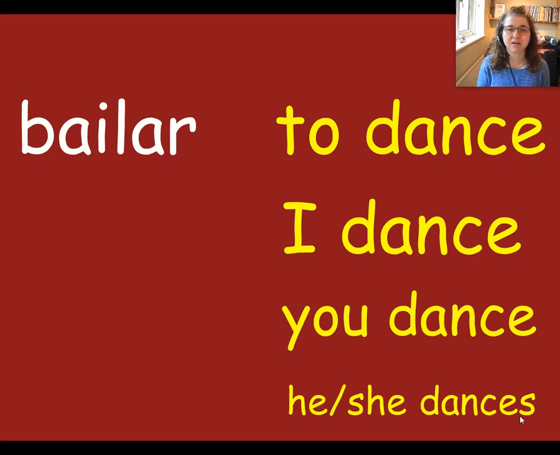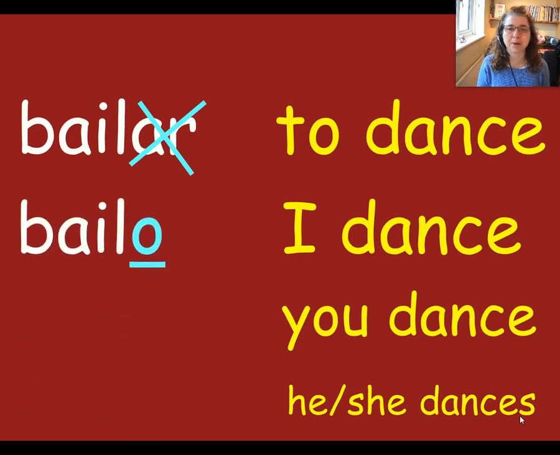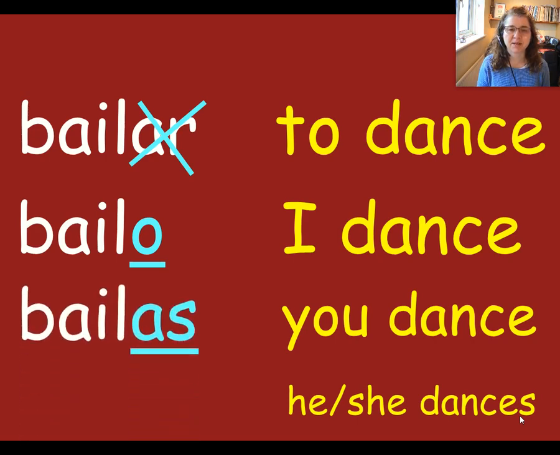ends in AR. So what's the first thing we need to do? That's right, we cross off the AR, we don't need it anymore. It just shows us which endings to put on. We're left with the stem, bail, and what ending do we need to put on if it's I? That's right, we put on an O, so I dance is bailo. How about you dance? What do we need to put on the bail for that one? That's right, bailas. And then the third one, he or she dances, which ending do we need? That's it, baila.